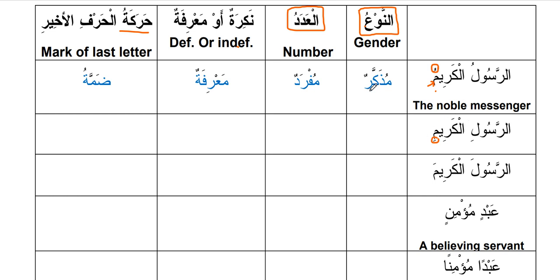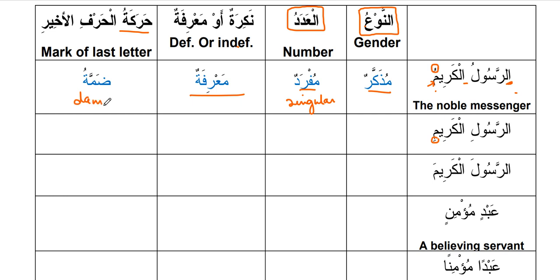So mudhakkar. And adad means, is it singular or plural or dual? It is singular, mufrad. We are not doing the plural lesson right now, so for now it's singular, mufrad. Mufrad means singular. Now, is it nakira or marifa? Check. It has lam at-tarif. Yes, it is definite, marifa. Then what is the haraka on the last letter? It's dhamma.